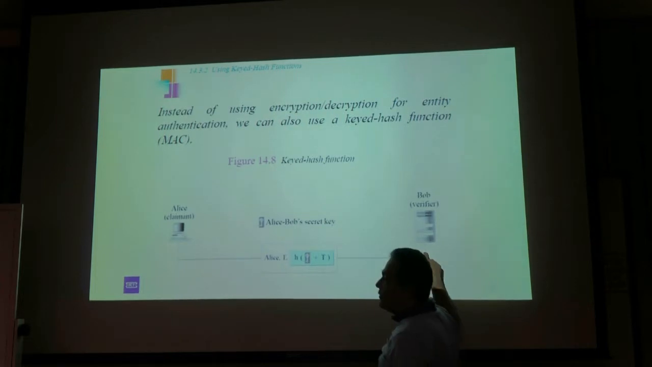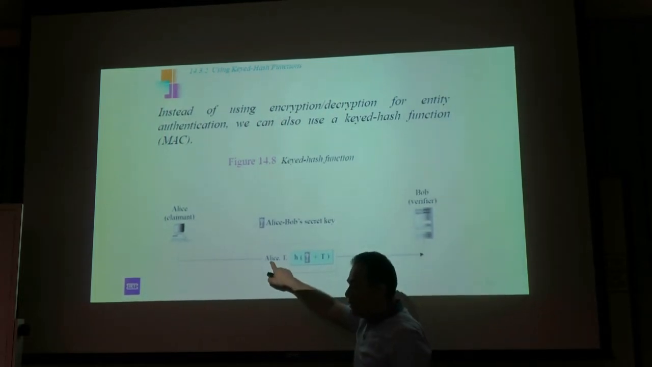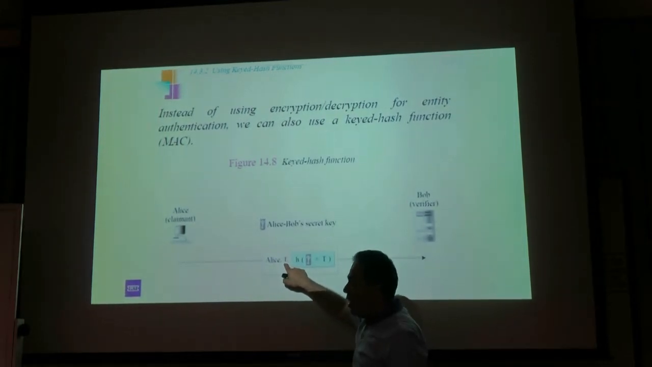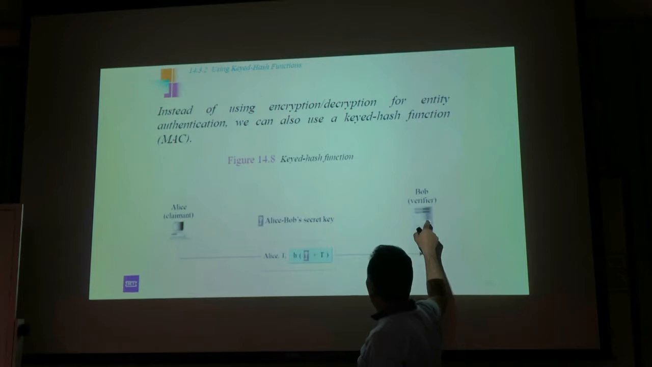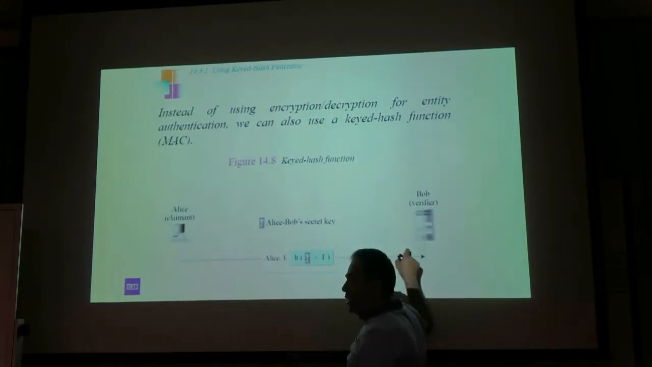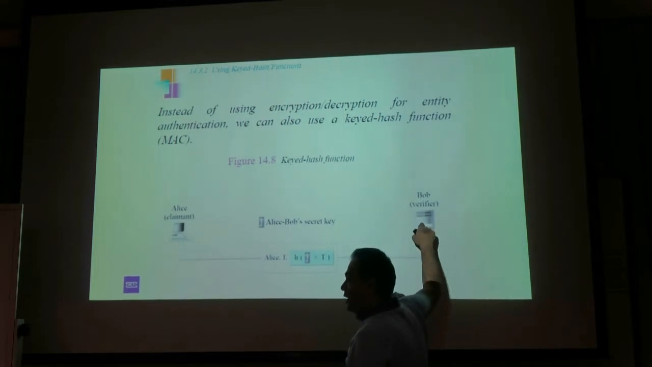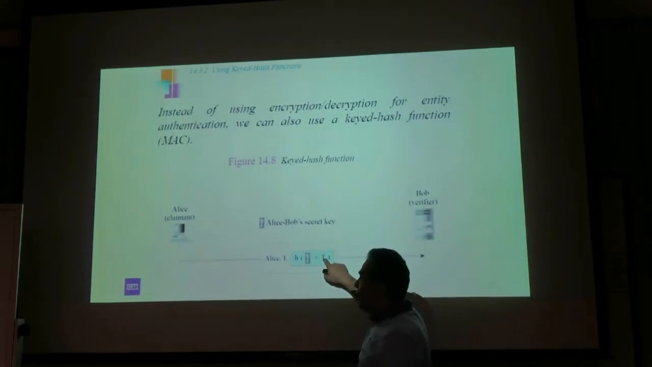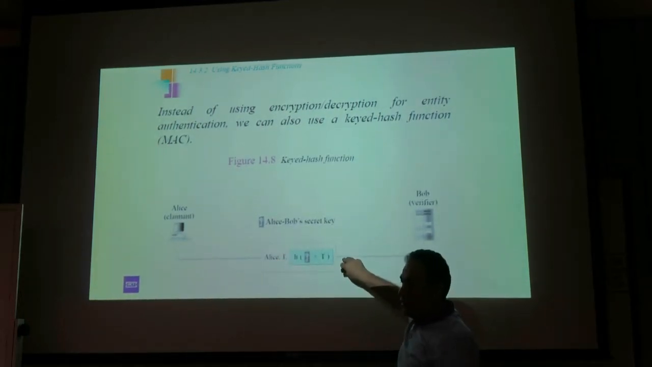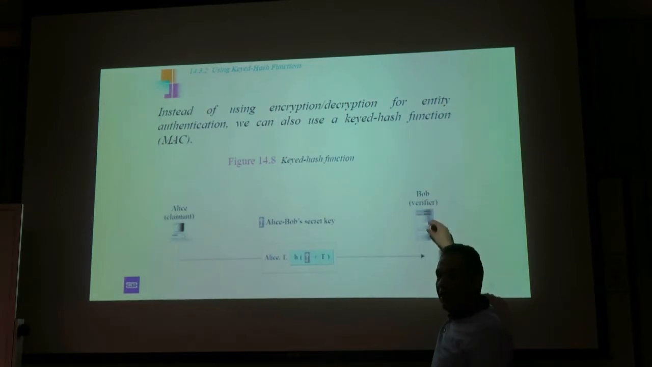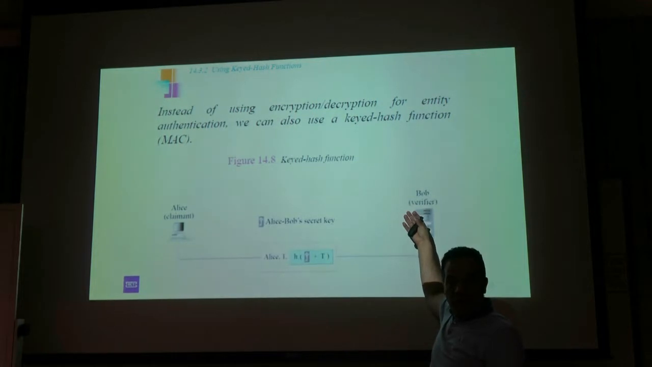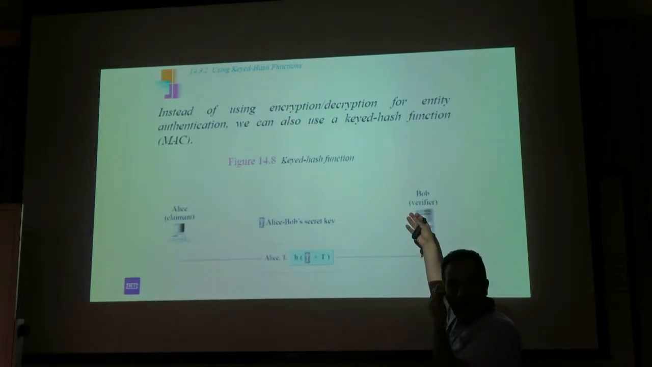Bob knows the message is coming from who? From Alice. Bob knows the time. Bob has a shared key between him and Alice. So what Bob does: he puts the shared key stored there, concatenated to the time, and does the hash. If the hash, or the digest received, equals the calculated digest, then it's authenticated. If it's different, then it's not authenticated.